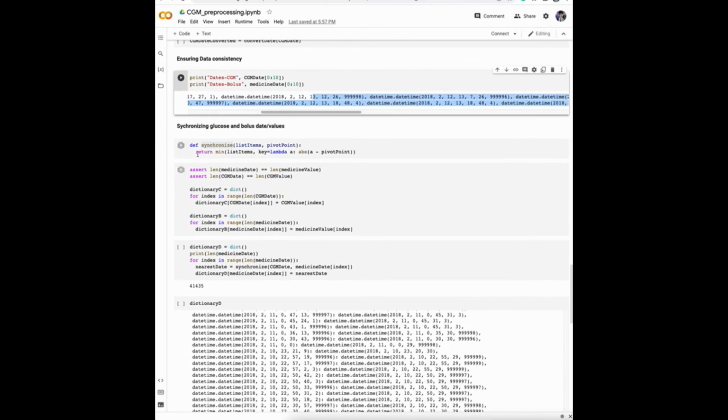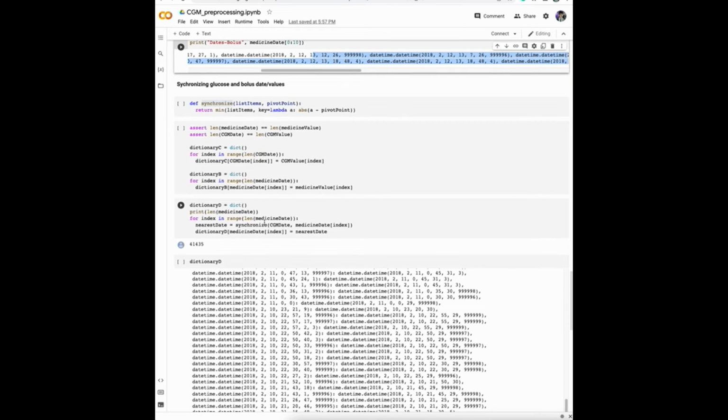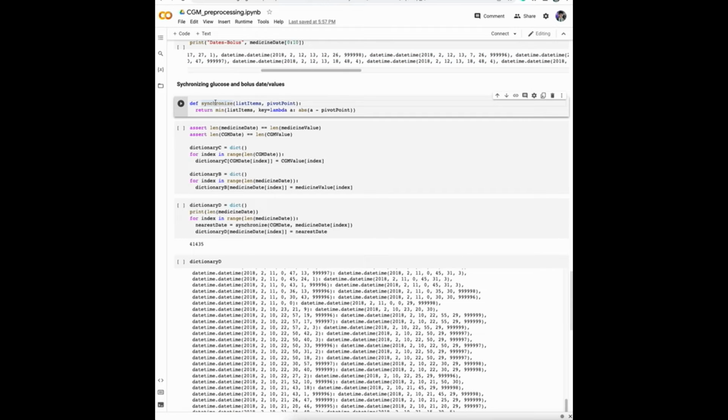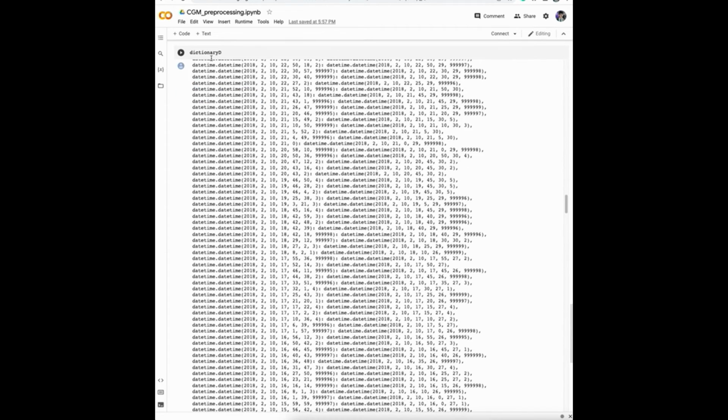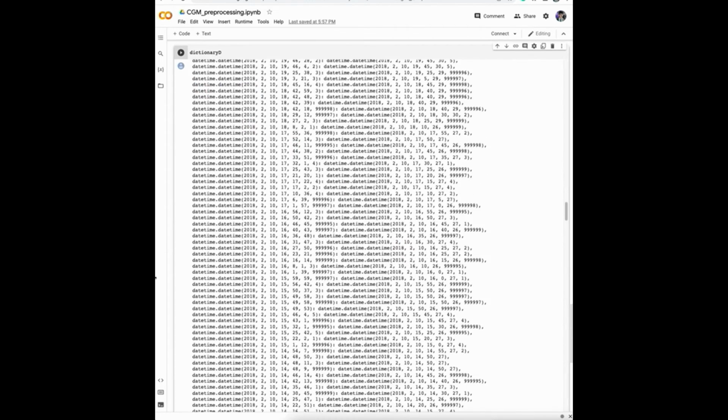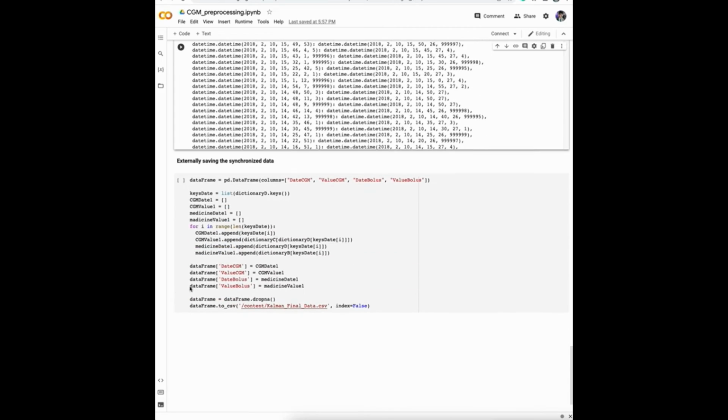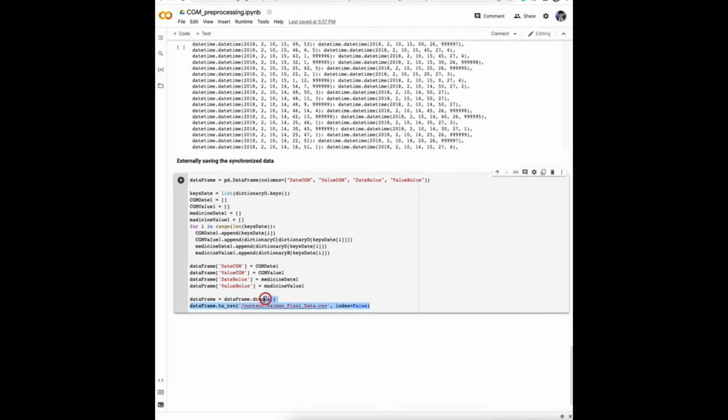And then the next step is synchronizing these CGM values and bolus values, because at some places CGM is NaN, at some places bolus is NaN. So those synchronizations are being done using the synchronize function, which is written in a custom way. And the final result of the file is somewhat like this, which is then pushed into a CSV file over here, and these are the columns within it.